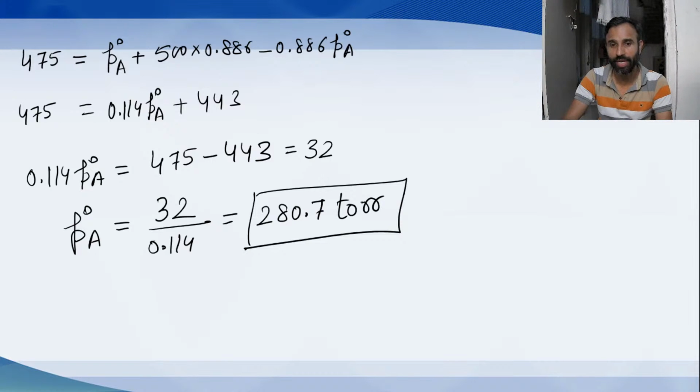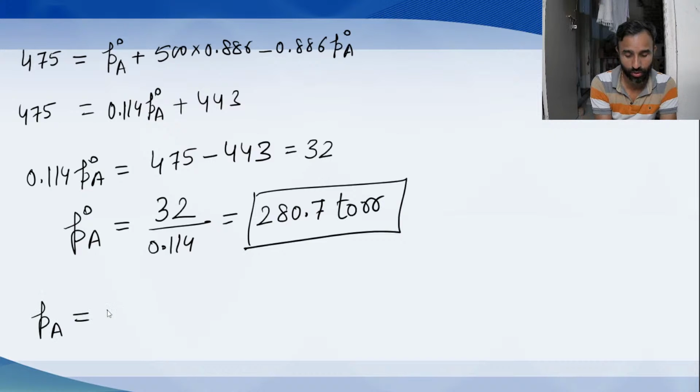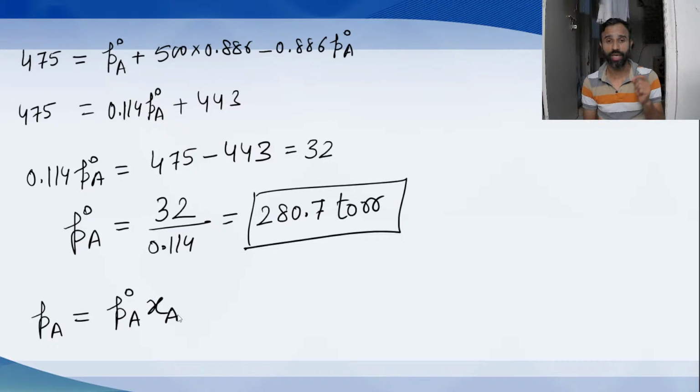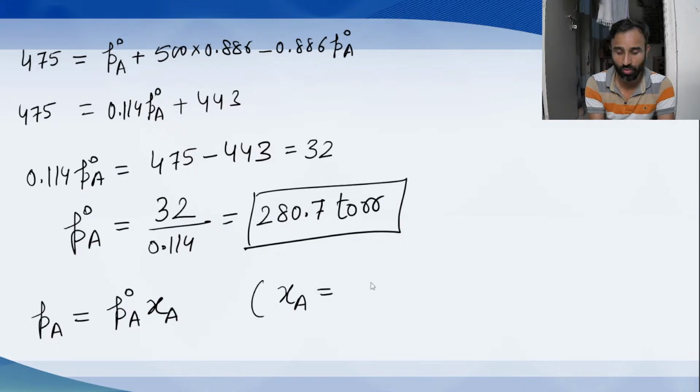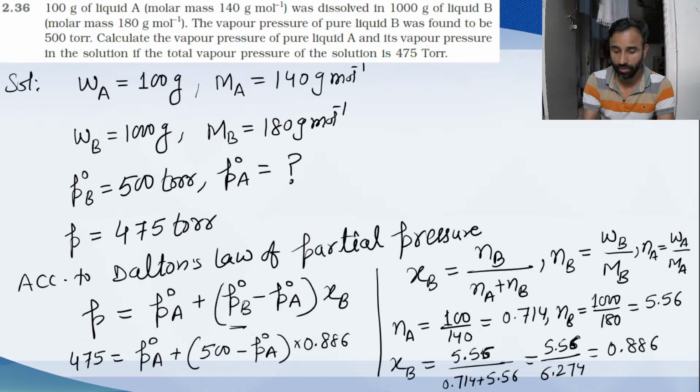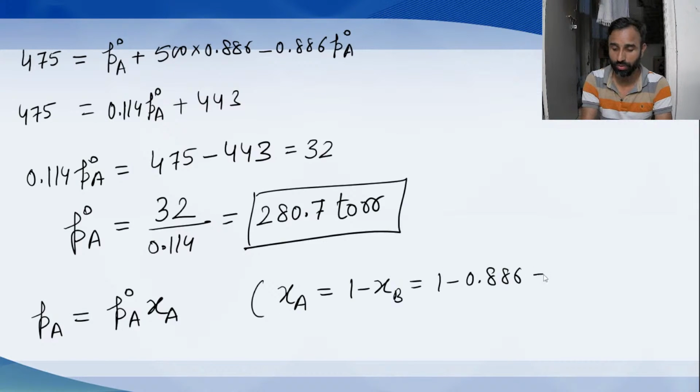Yes, yes. Next part is to calculate PA. So PA, that is vapor pressure of A in the solution. So it is P naught A, XA. Now XA is not given, but XB we have calculated. So XA is equal to 1 minus XB. That is 1 minus 0.886, because XB is that, so it is 0.114. That is XA.